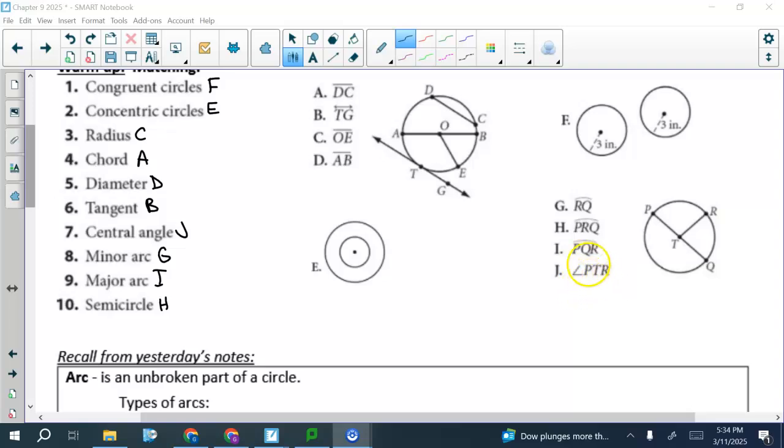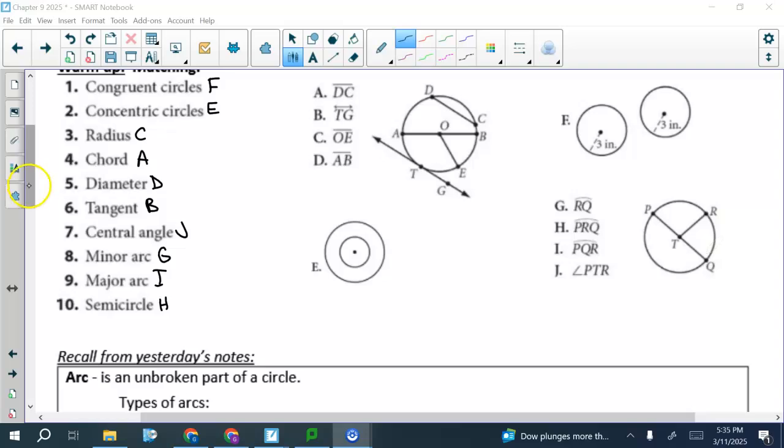Notice central angle does not have an arc on it. It's going to have an angle mark. Okay, minor arc, that's where you use the 2 letters, GRQ. Major arc was PQR, so go in the direction that it says. And then semicircle, PRQ, just makes half of the circle.